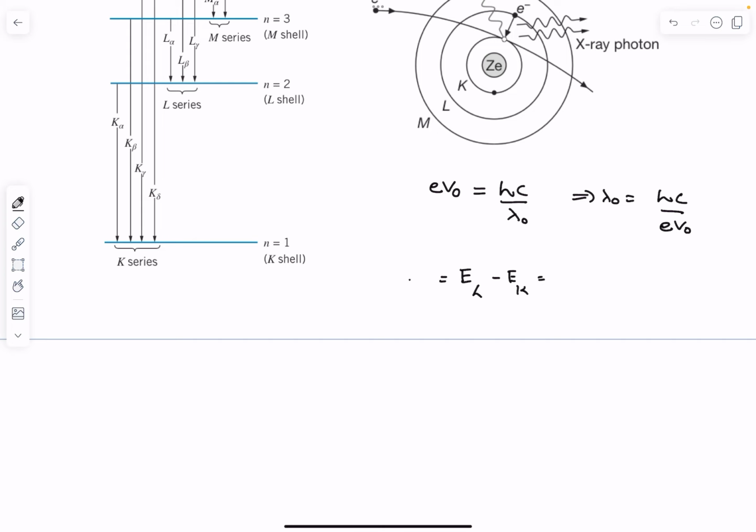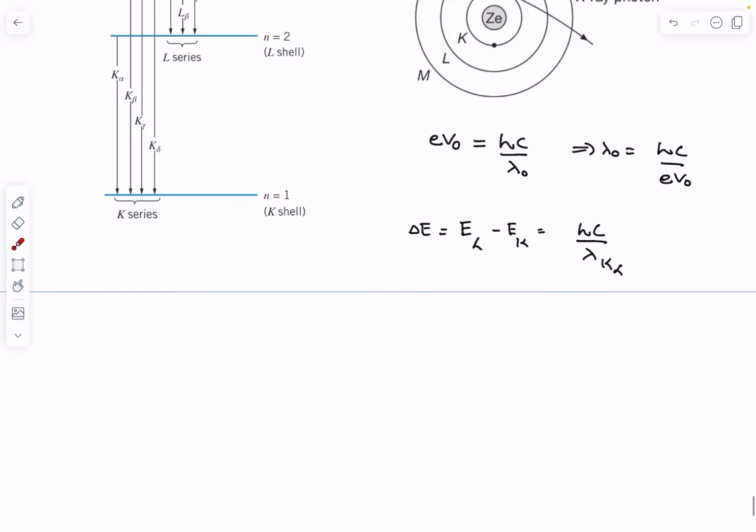So let's say this is equal to delta E. So now the energy of the photon is going to be delta E. So this we can say it is equal to hc divided by lambda K alpha. So this is the wavelength of the X-ray emitted due to K alpha transition. Now how do we figure out EL minus EK?